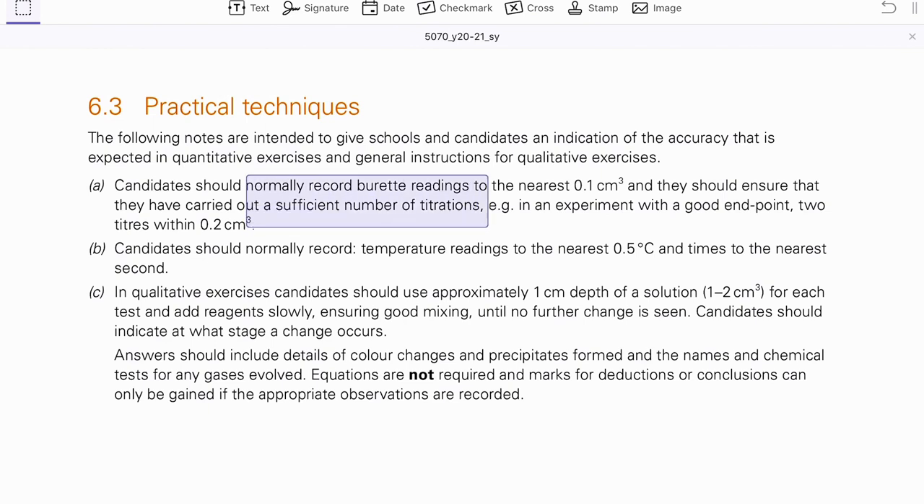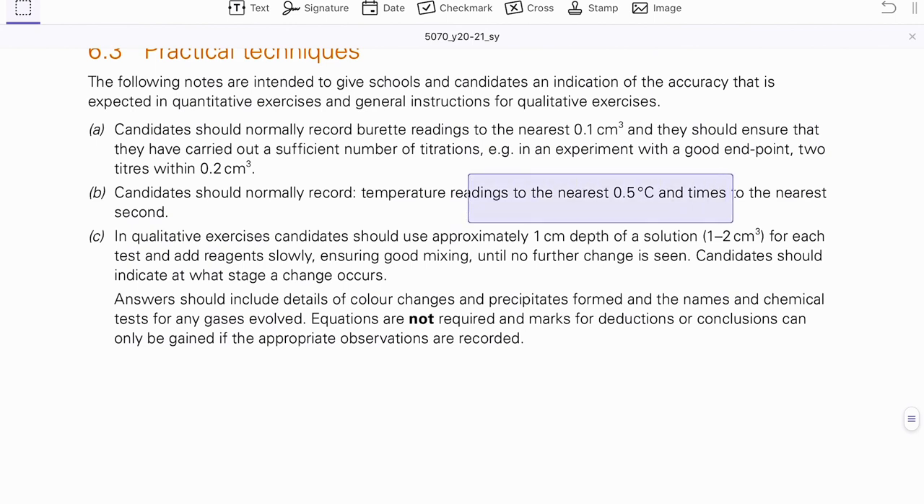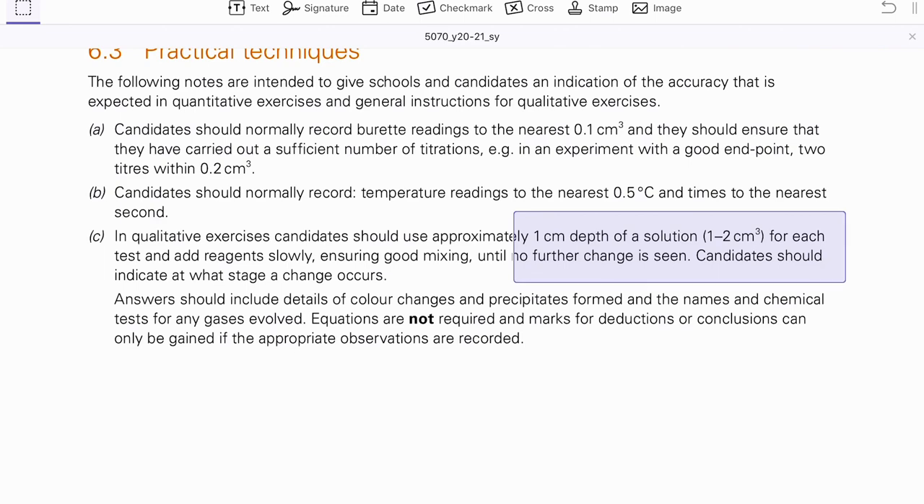This one is not generalizable, okay? You need to have done enough number of titrations. You have a good endpoint and a good titre. And again, this is just for O-level. I think in A-level, you need a closer titre, yeah? Being a better chemist by that time. Temperature is general, so it has to be 0.5 degrees Celsius. All right, so you cannot record 12.1 degrees Celsius on your thermometer because your thermometer doesn't record that at all, yeah? Time to the nearest second, okay? So based on your stopwatch, you convert it to the nearest second. You should roughly know in QA what is meant by 1 to 2 cm cube, all right?